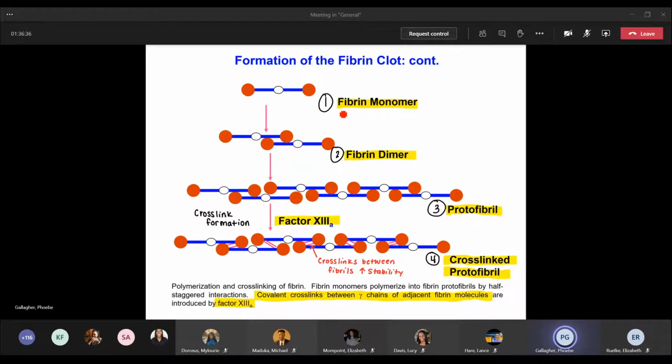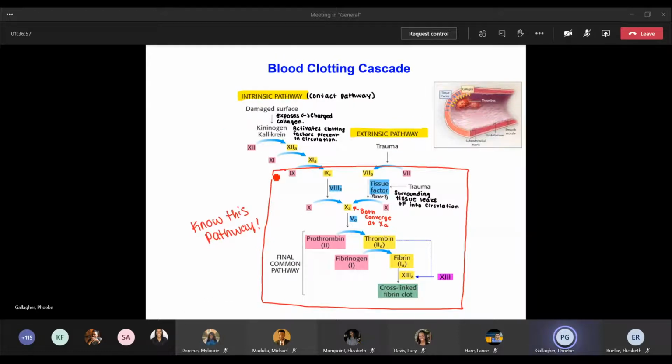And so you'll start off with a fibrin monomer, which then becomes a dimer, which then becomes a protofibril. And then this is where she talks about factor 13A, which is that transglutaminase, which is forming the cross links that allow for this stability to occur. So that's like step 4. Okay, so the thing I have boxed off is the most important part of this pathway that I would probably memorize if I were you. She showed you this in that first slide that I pointed out, so you kind of need to know this.